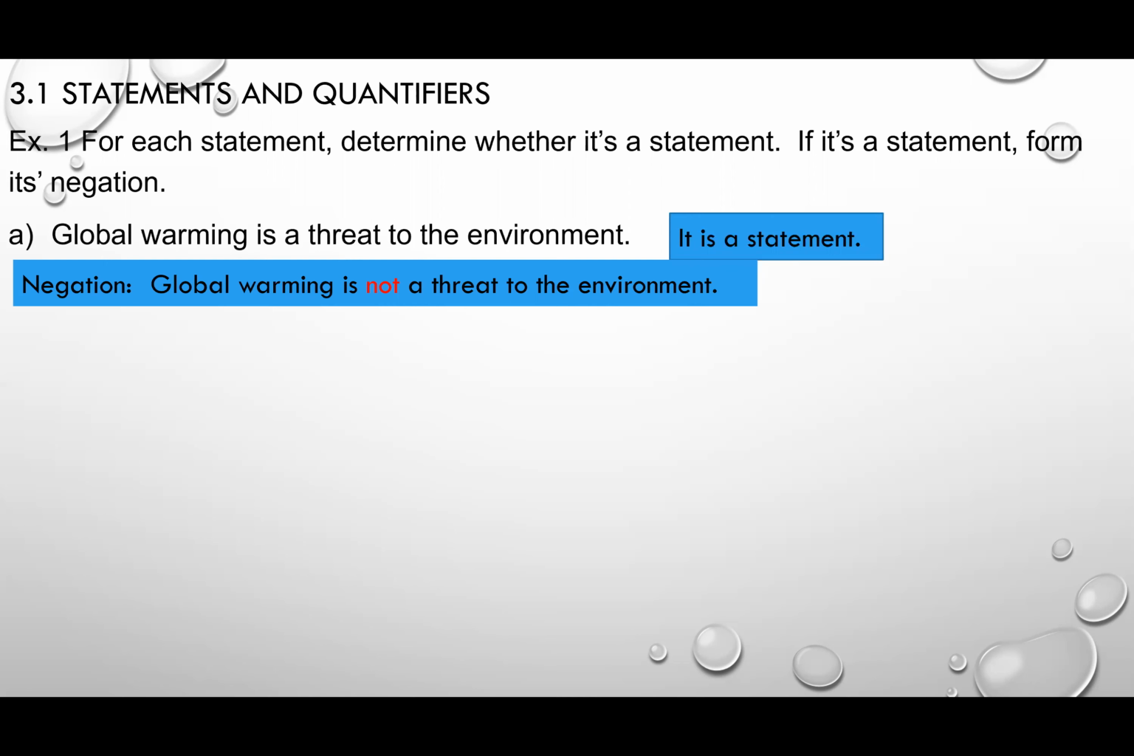So that's all there is for now. That's all there is to negate a statement. First, identify if a given sentence is a statement or not. And if it's a statement, we want to negate it.